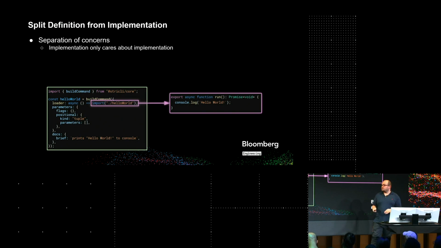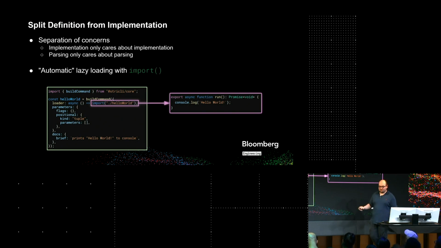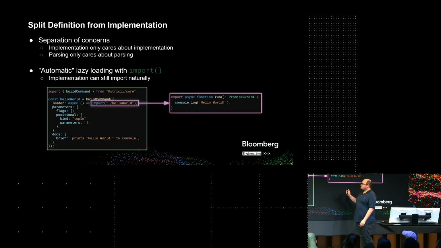You have the implementation, and that just cares about the implementation, and the parsing that just cares about the parsing. And we do this by having automatic lazy loading with the dynamic import, which was standardized as part of ECMAScript, and we want to make sure that we're staying within the language. The implementation can still support this. So in this case, the command is written here, and the command, like the parsing logic, is in one file, and then the actual function, which in this case is just printing hello world, is written in another.